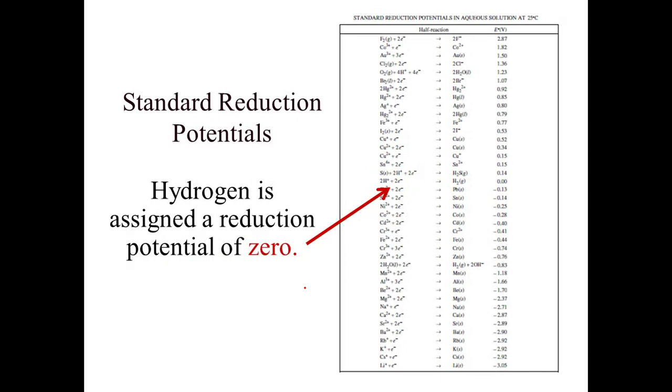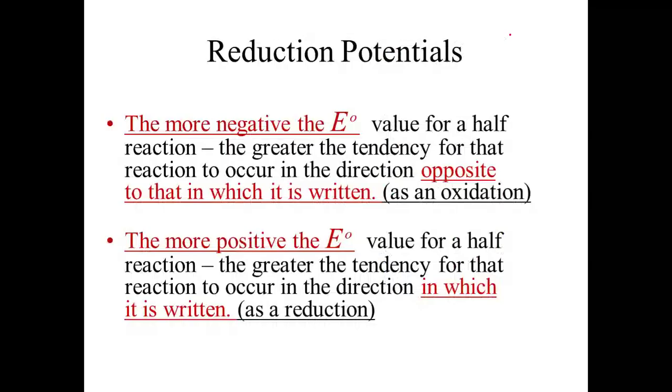So hydrogen is assigned a reduction potential of 0. And notice you have some negative cell potentials and some positive cell potentials. So what does that mean?